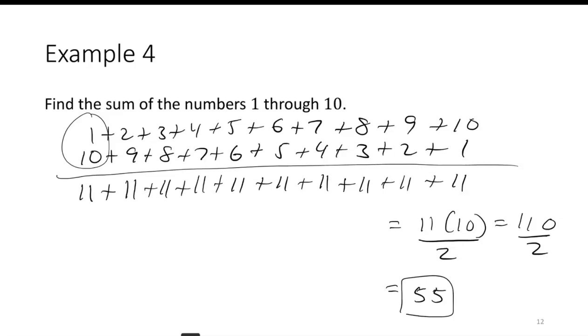So what I'm saying is that the sum of the first 10 numbers is basically 11 times 10 over 2. And that can be extended to more general cases. So if I want to find the sum of the first 1,000 numbers or the first 550 numbers, I can make use of this technique.